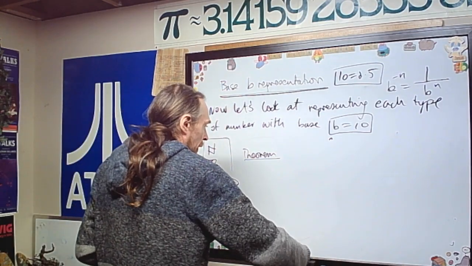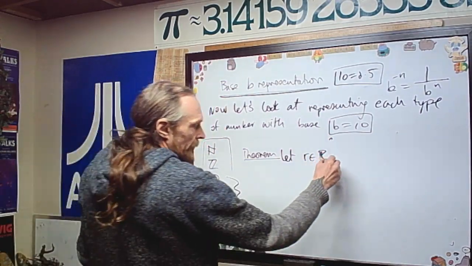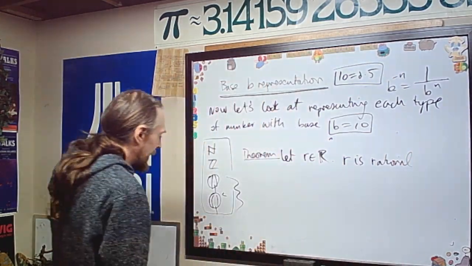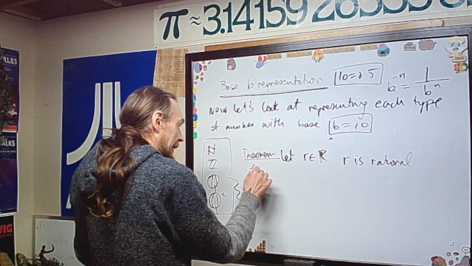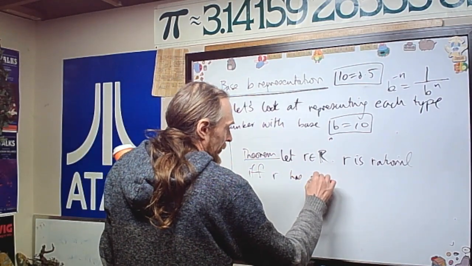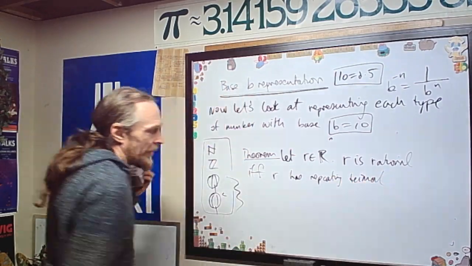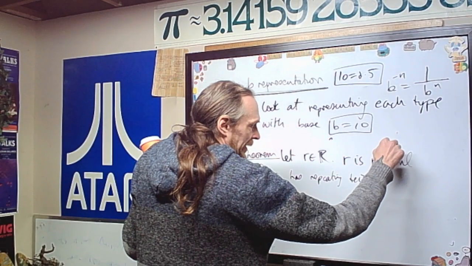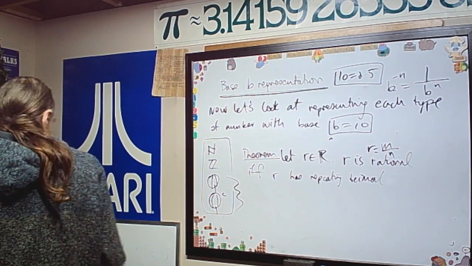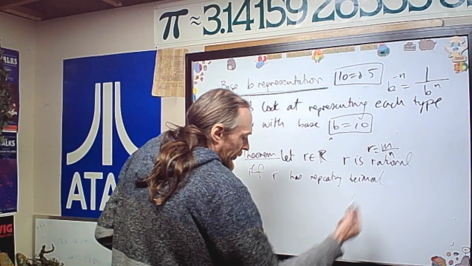So let R be a real number. R is rational, i.e. in this one, if and only if R has a repeating decimal. And so what that's talking about is the two avatars. R rational means it can be written as m over n. That one's not working either. And this one means you're going to have a repeating decimal expansion.